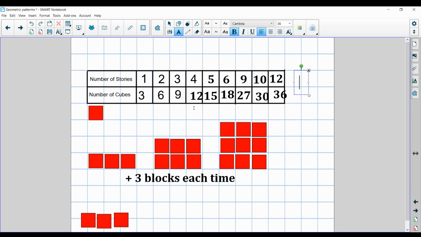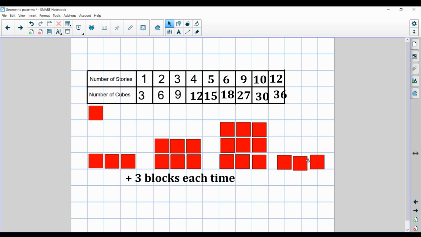I want to go back to the 4. I want to go 1 story, 2 stories, 3 stories. I can do it with 4 stories. Yep, I cheated. I'm in a group of 3. Oops. So there's 1 story.